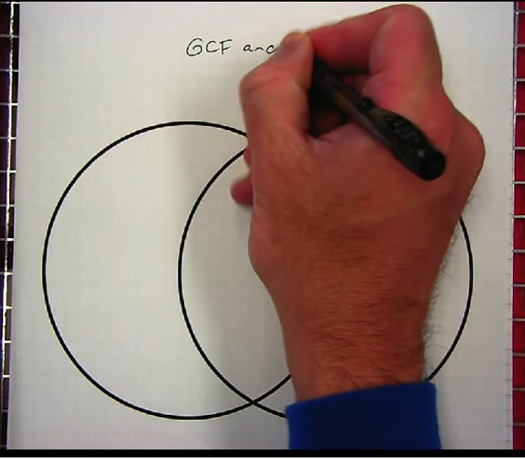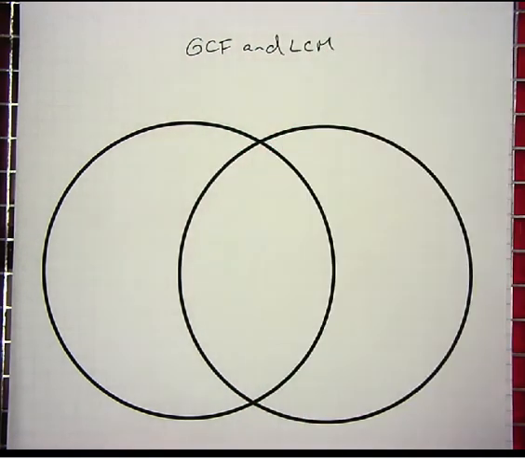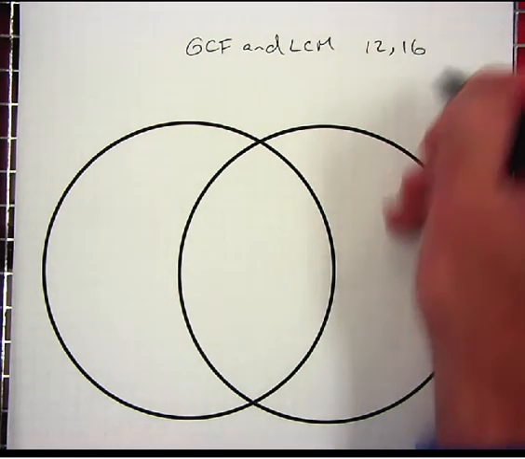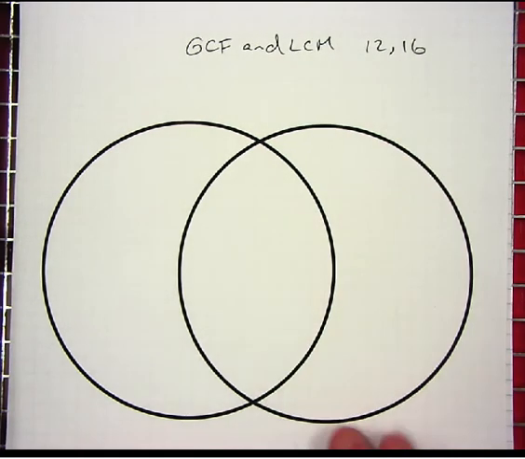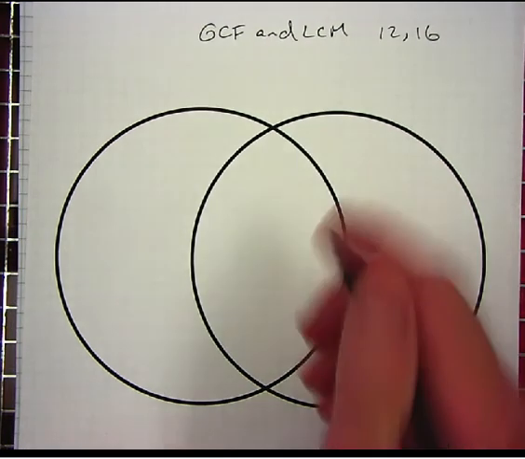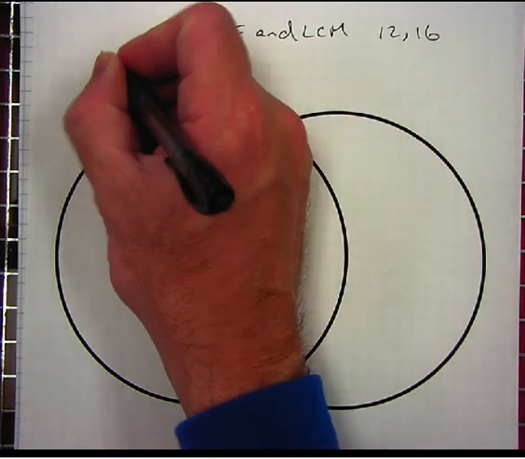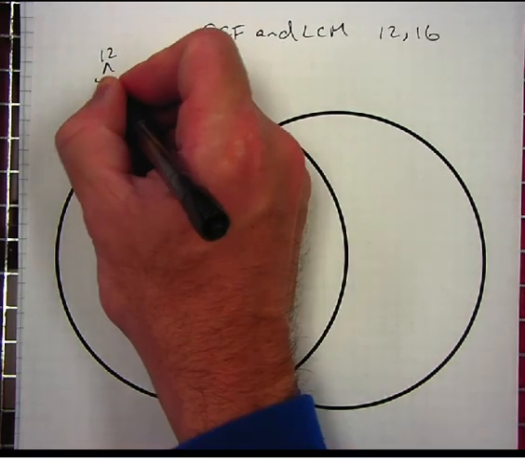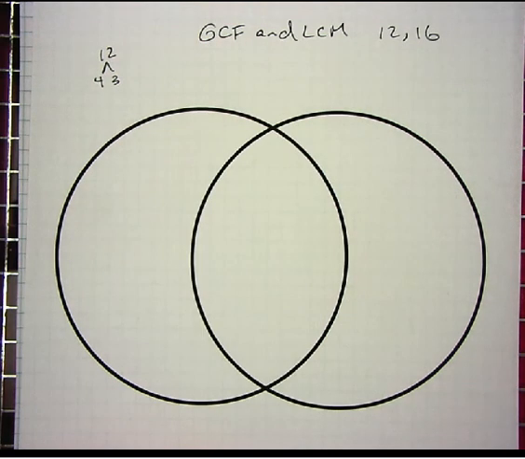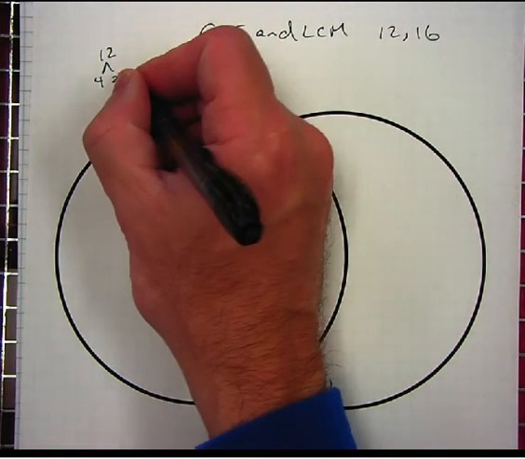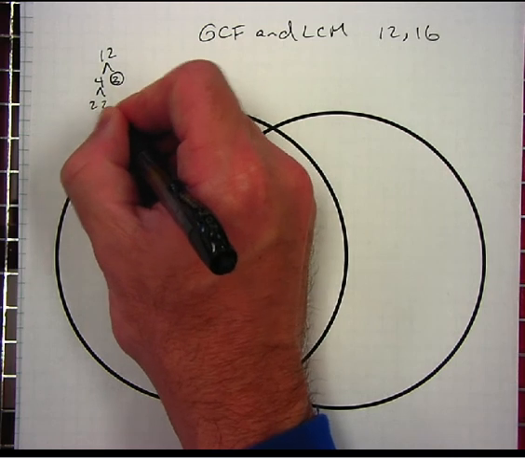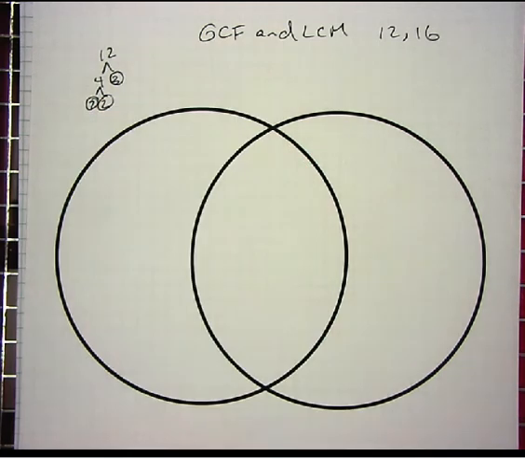If I was to try to find the GCF and LCM of two numbers like 12 and 16, first I would make a factor tree for both, find the prime factorization of both numbers. For 12, I can start with any two factors. We'll use 4 and 3. Every time I find a prime factor, a factor that's a prime number, I circle it and stop there. The factors of 4 are 2 and 2, both prime, so circle them.